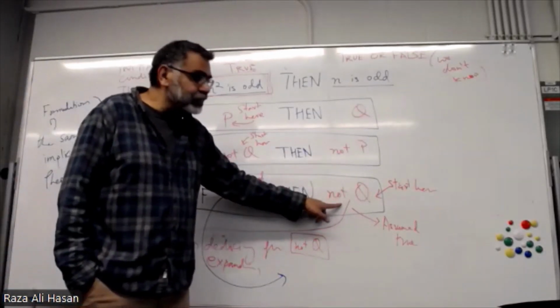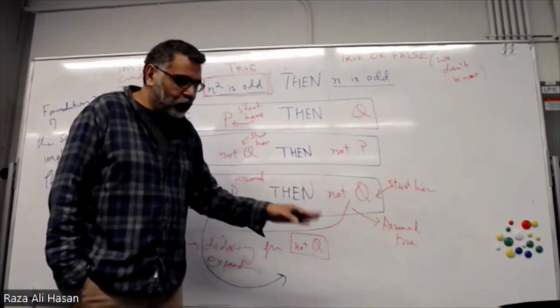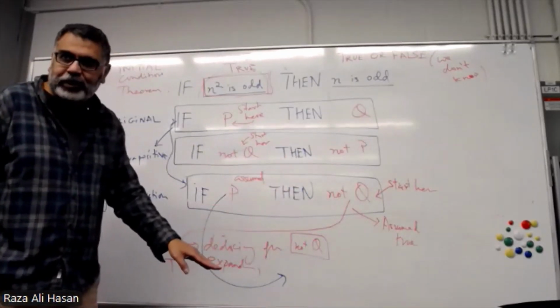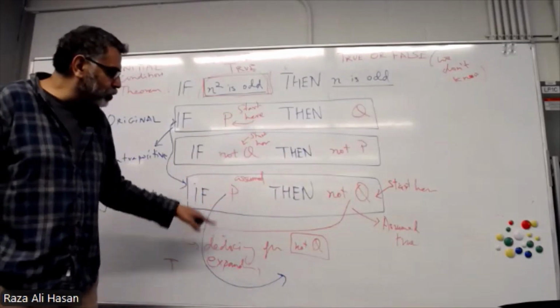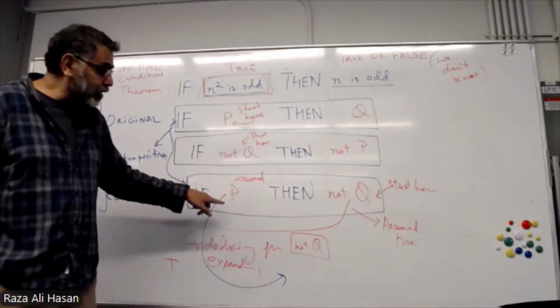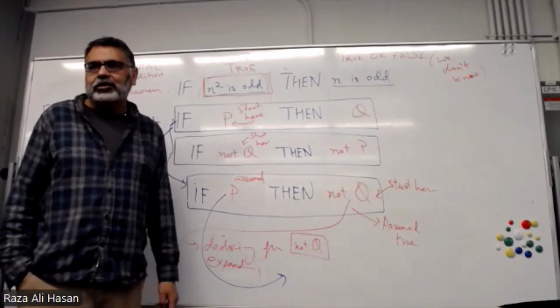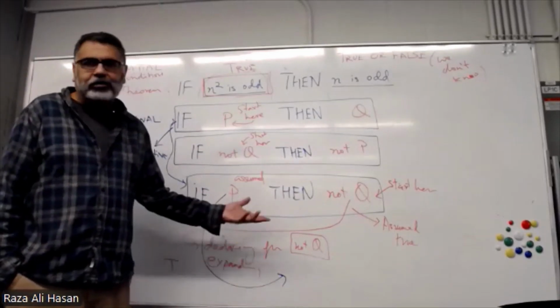We start with n is even, and we mess with it. We expand, we try to make deductions from it. And then at a certain stage, we need to bring this in. When we bring this in, a contradiction happens, usually. Or we'll see. So that's how it works.